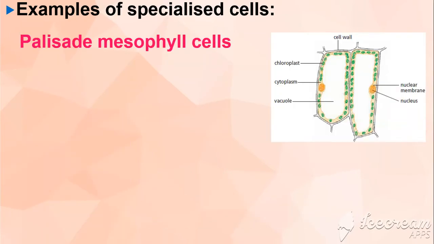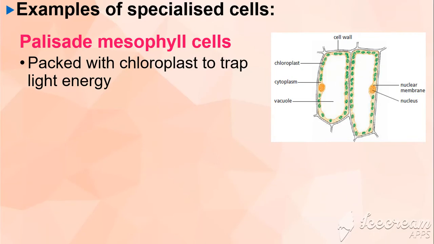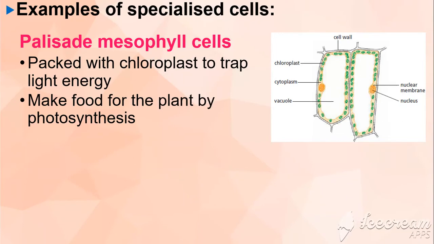Palisade mesophyll cells are found underneath the upper epidermis of plant leaves. They are columnar and packed with chloroplasts to trap light energy. Their function is to make food for the plant by photosynthesis using carbon dioxide, water, and light energy.